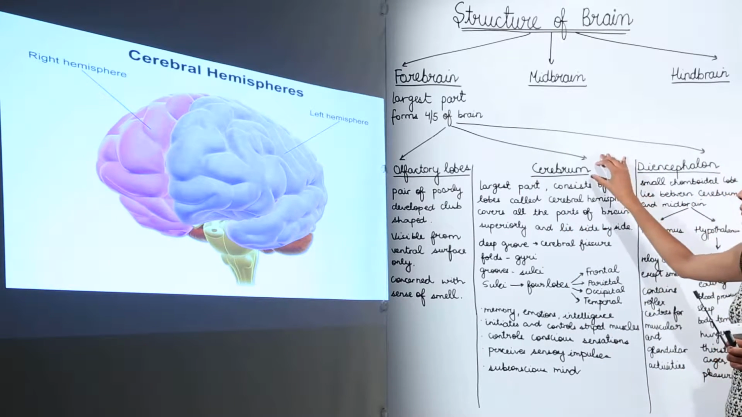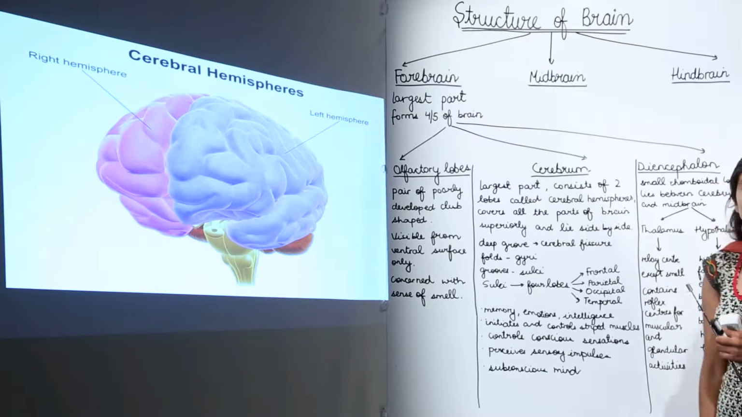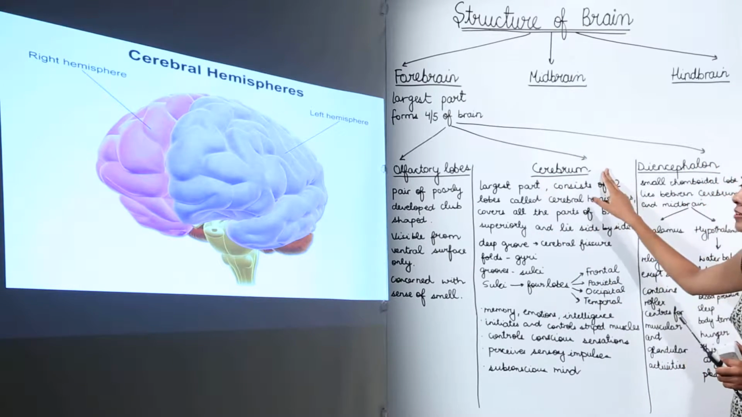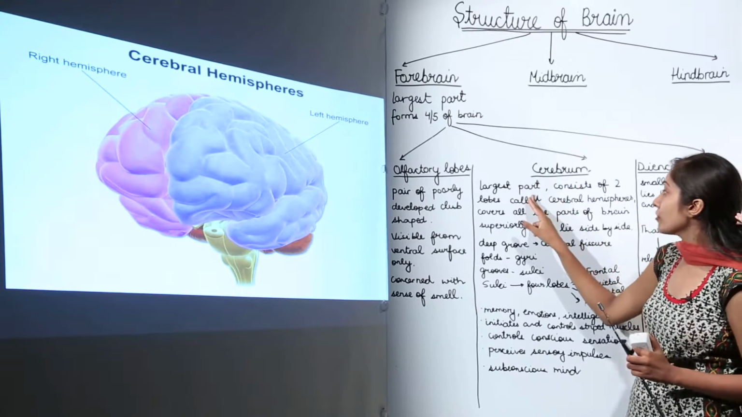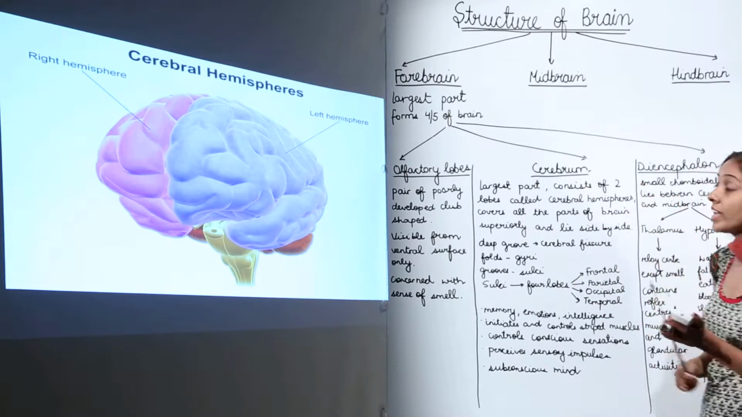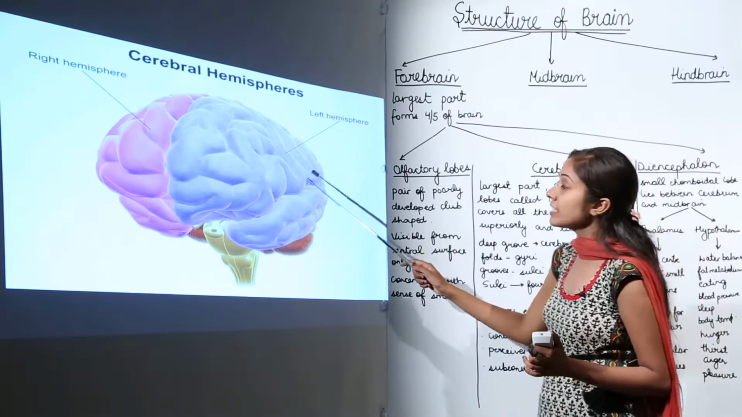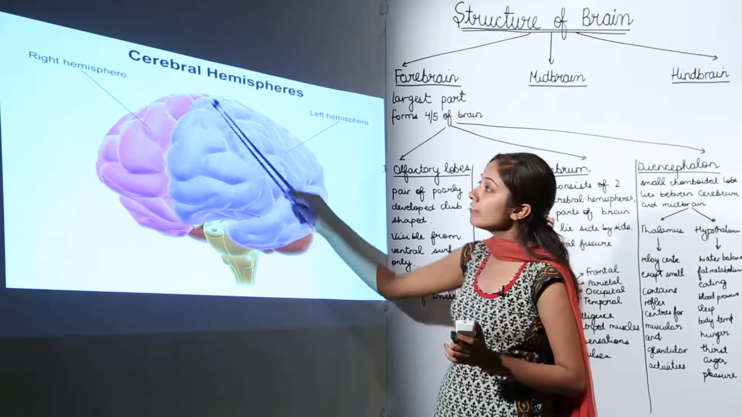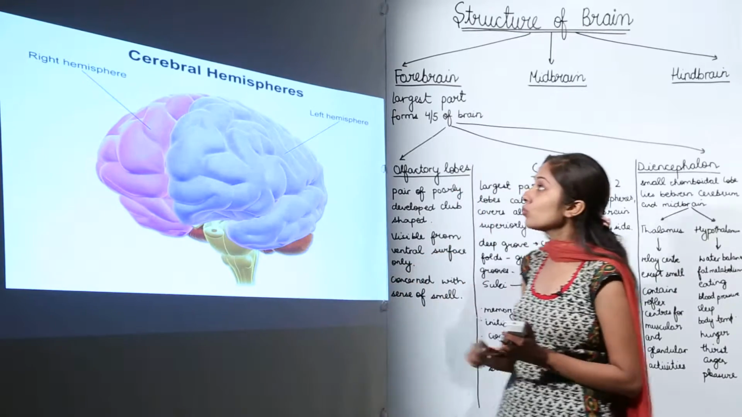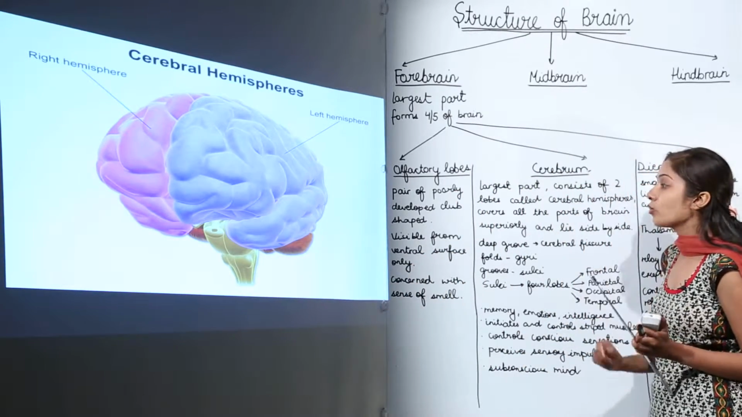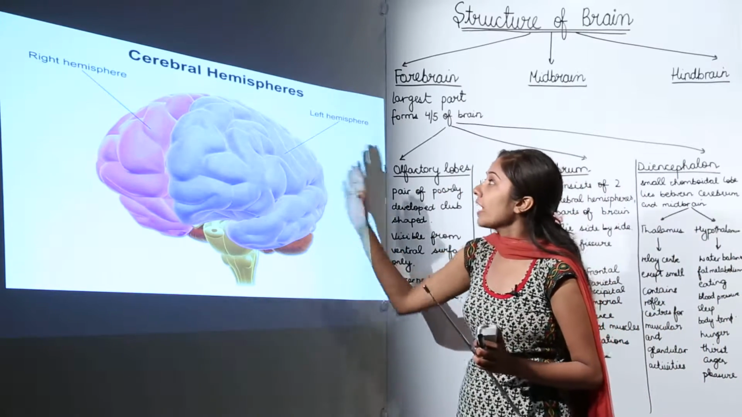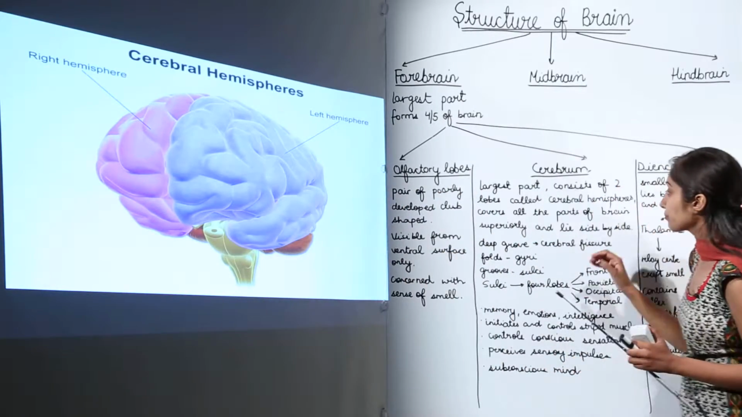Now, we have the major important part of your forebrain, that is the cerebrum. Cerebrum forms the largest part of your brain. It consists of two lobes that you can see here in the image, that is the cerebral hemispheres. We have the left hemisphere and we have the right hemisphere.